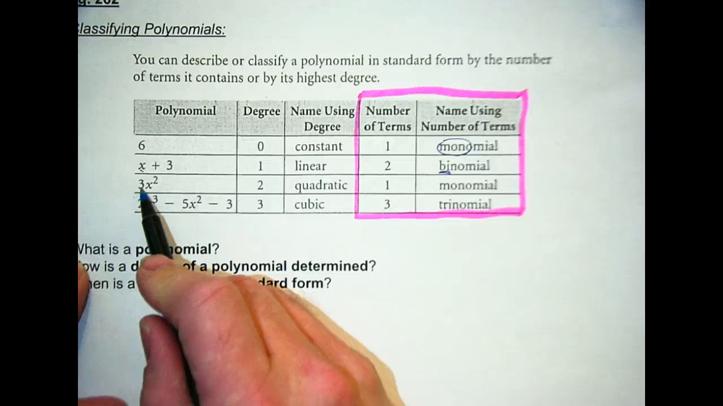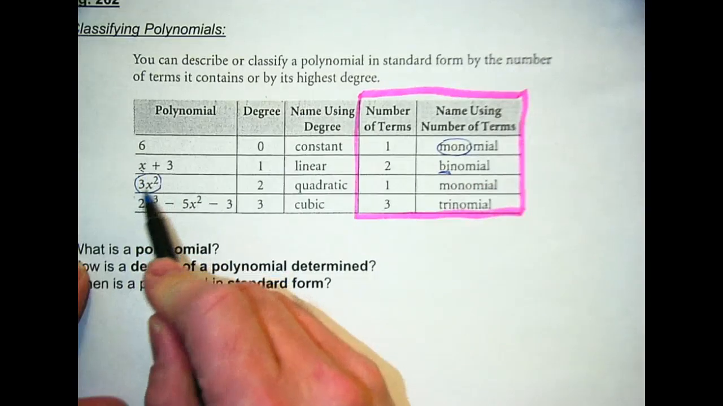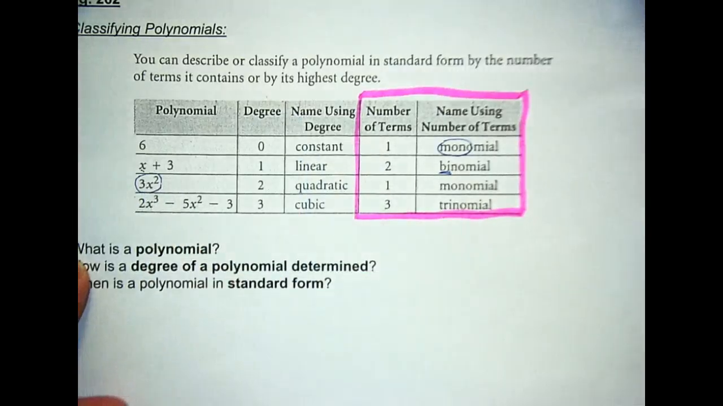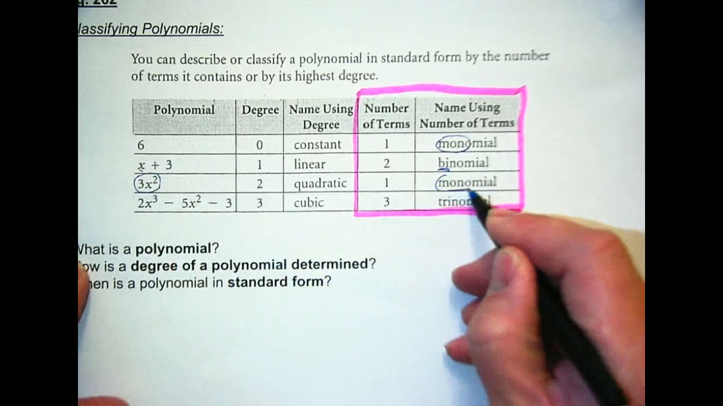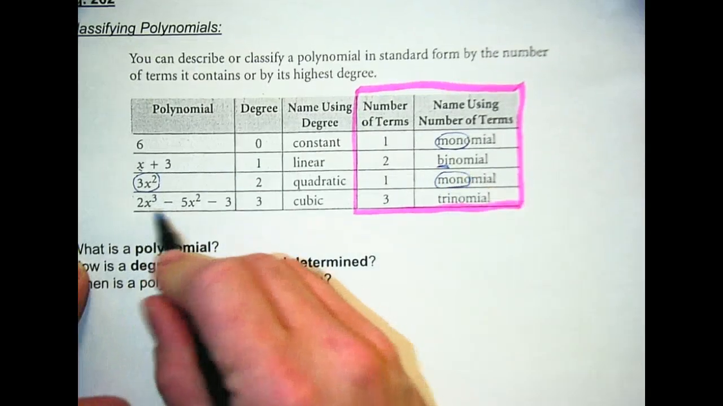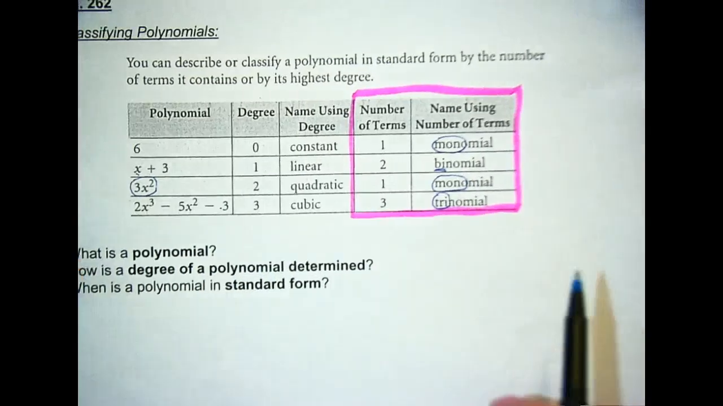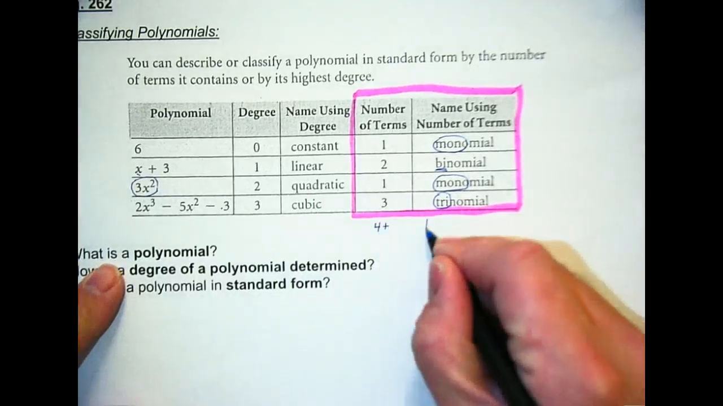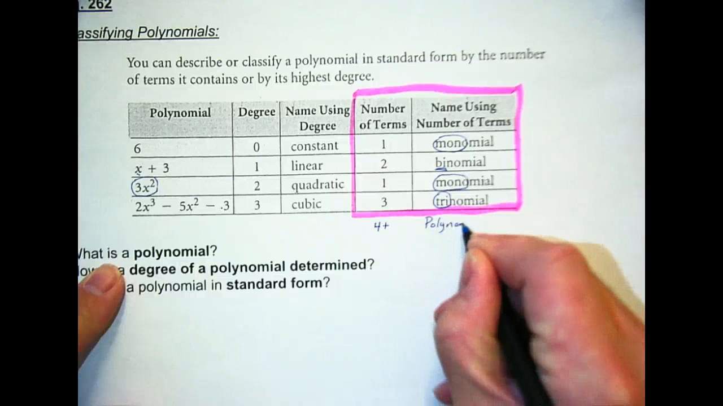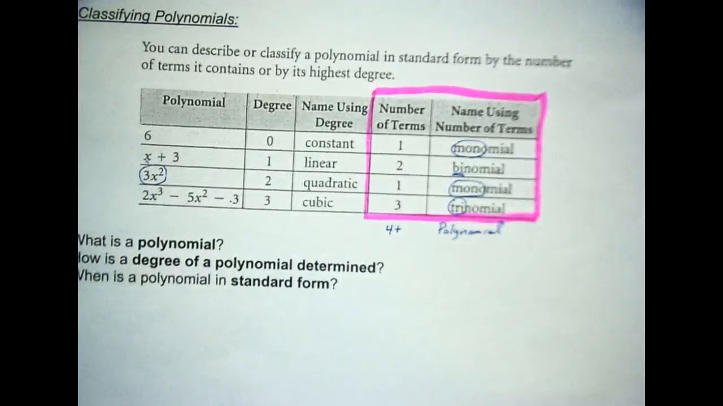Okay. 3x squared, that's a single term. The multiplication sign in between does not separate terms, so that's still a single term. Once again, it's a monomial. And then if it has three terms, so 1, 2, and 3, that's called a trinomial, like a tricycle, tri meaning three. If it has more than three terms, so 4 or more terms, we're just going to call it a polynomial. That's how we will classify it in here.